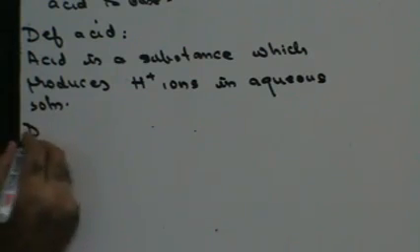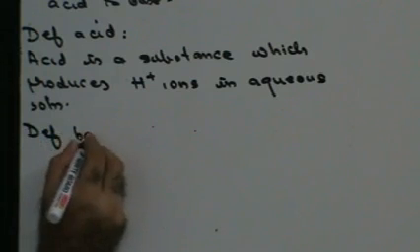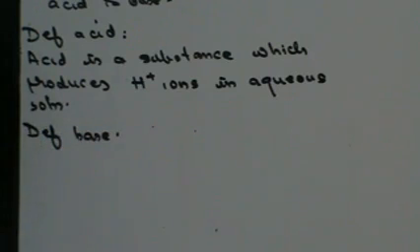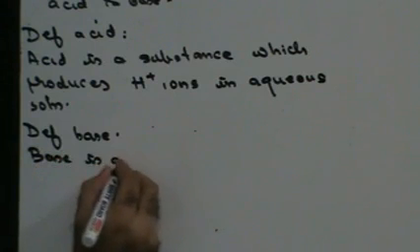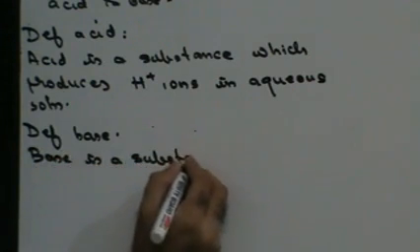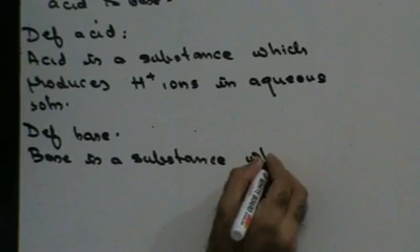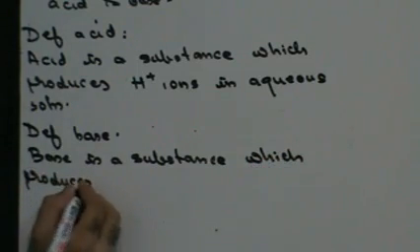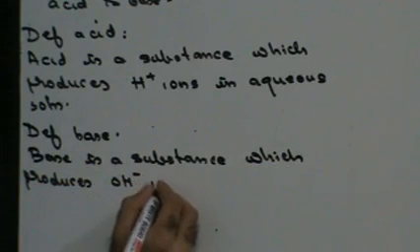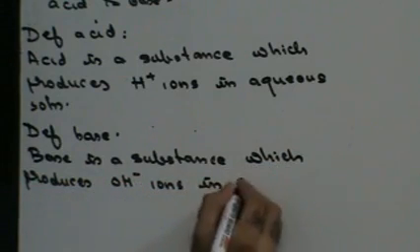How does he define base? He defines base as a substance that produces hydroxyl ions in aqueous solution. Base is a substance which produces hydroxyl ions in aqueous solution.